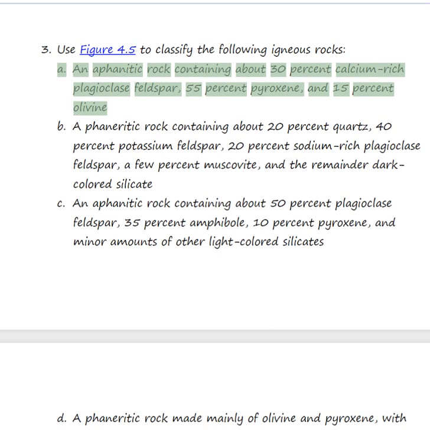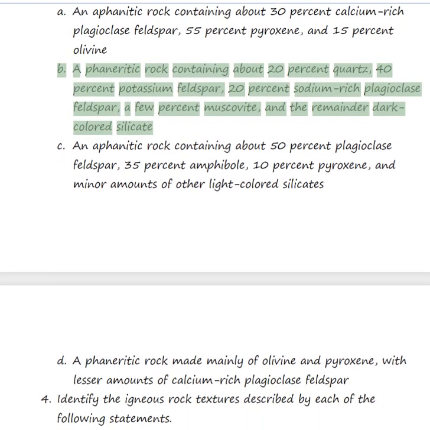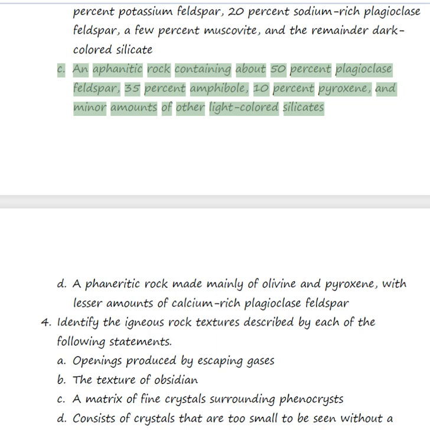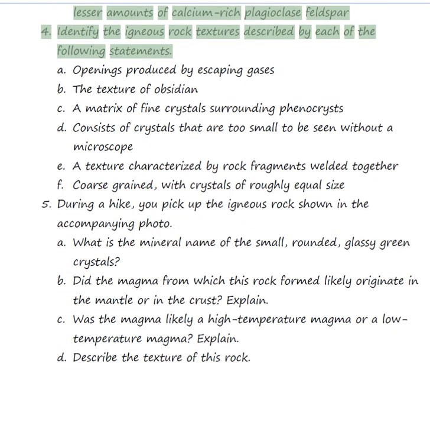A. An aphanitic rock containing about 30% calcium-rich plagioclase feldspar, 55% pyroxene, and 15% olivine. B. A phaneritic rock containing about 20% quartz, 40% potassium feldspar, 20% sodium-rich plagioclase feldspar, a few percent muscovite, and the remainder dark-colored silicate. C. An aphanitic rock containing about 50% plagioclase feldspar, 35% amphibole, 10% pyroxene, and minor amounts of other light-colored silicates. D. A phaneritic rock made mainly of olivine and pyroxene, with lesser amounts of calcium-rich plagioclase feldspar.